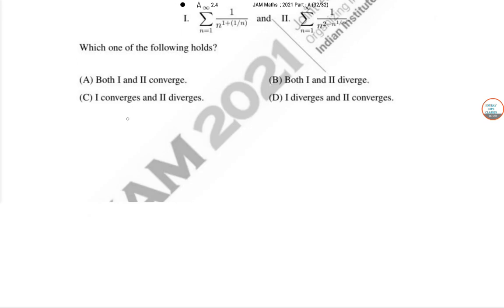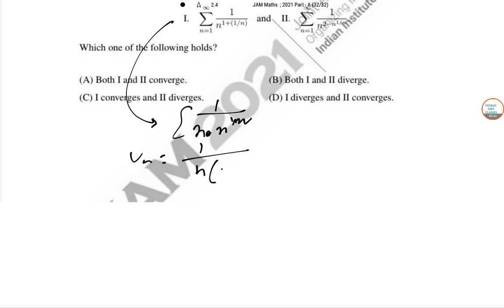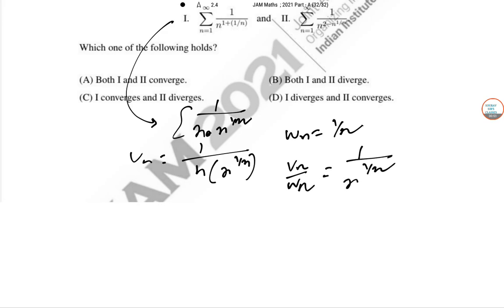So we have the first summation of this thing. This can be written as summation of 1 by n to the power 1 by n in a multiplicative way. So Vn equal to 1 by n^(1/n), and the comparison rule will be applied with Wn equal to 1 by n. So Vn by Wn is 1 by n to the power 1 by n.